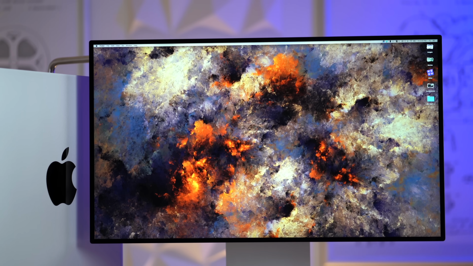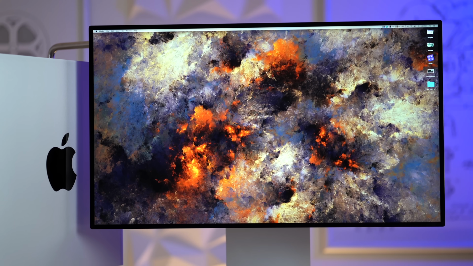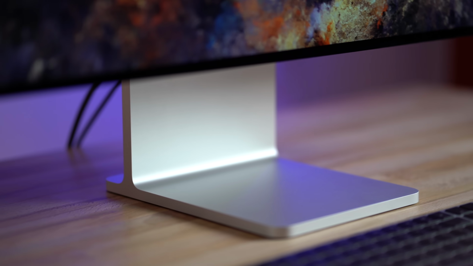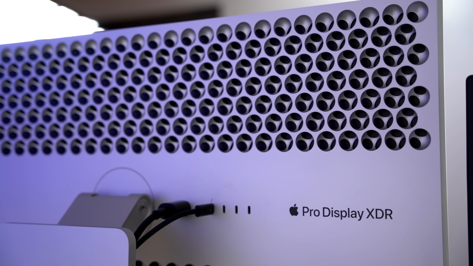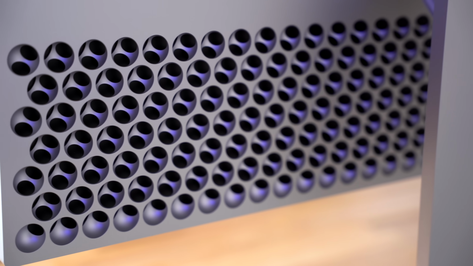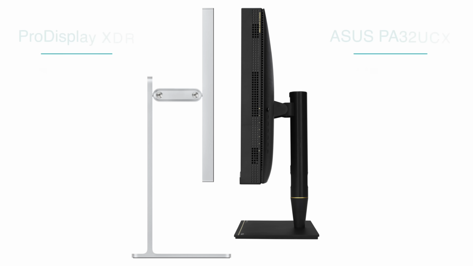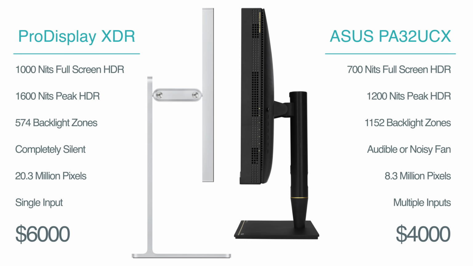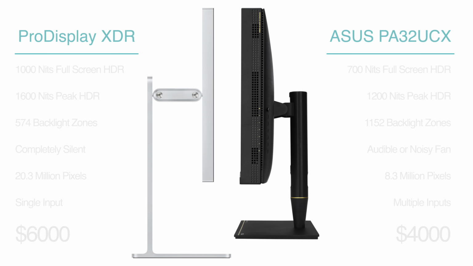Let's start off with the design, and I have to say that it's amazing. Sure, not everybody will like the look, but the all-aluminum build makes it very rigid while also acting as a heatsink, and the lattice pattern cutouts allow for passive cooling. Even though it's not super thin, it is much thinner than other high brightness displays, and unlike many of those, the XDR stays completely silent.